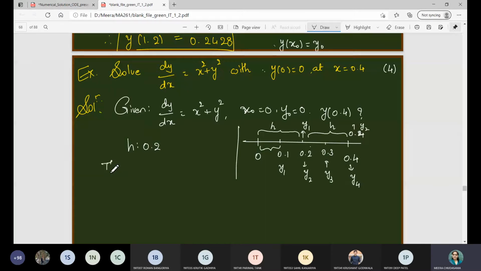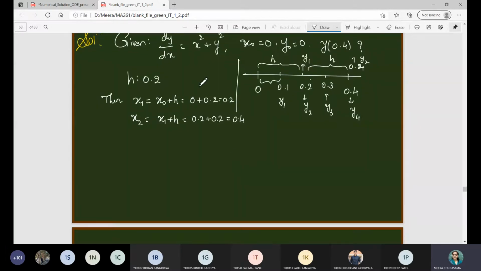So then what is x1? x1 will be x0 plus h, that is 0 plus 0.2, that is 0.2, and x2, that is x1 plus h, that is 0.2 plus 0.2, which will be 0.4. That is the asked value, and therefore corresponding to x2, whatever y value you get is our desired solution, right? So let us start with it.